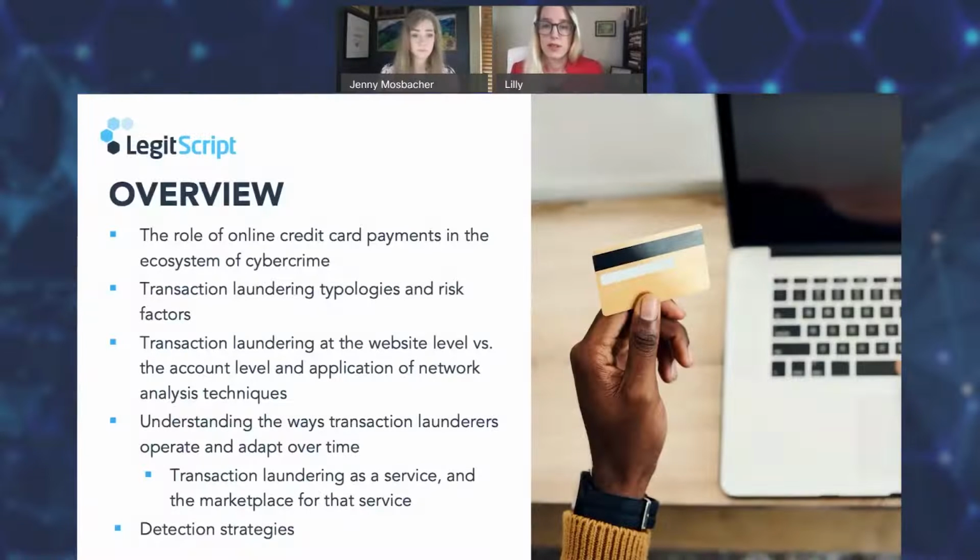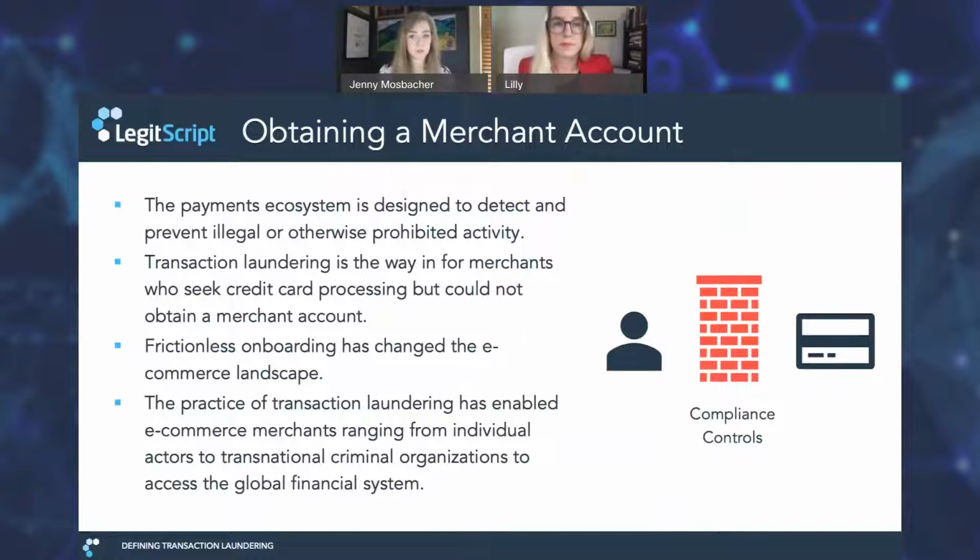So today we'll focus in on detecting and preventing transaction laundering, which is a practice that enables people engaged in all kinds of risky to illegal activity to covertly gain access to the financial system. Of course, the payment ecosystem is designed to detect and prevent illegal or otherwise prohibited activity. That goes without saying, but we're saying it anyway. Illicit actors that are barred from accessing payment processing capabilities can attempt to circumvent these compliance controls through transaction laundering.